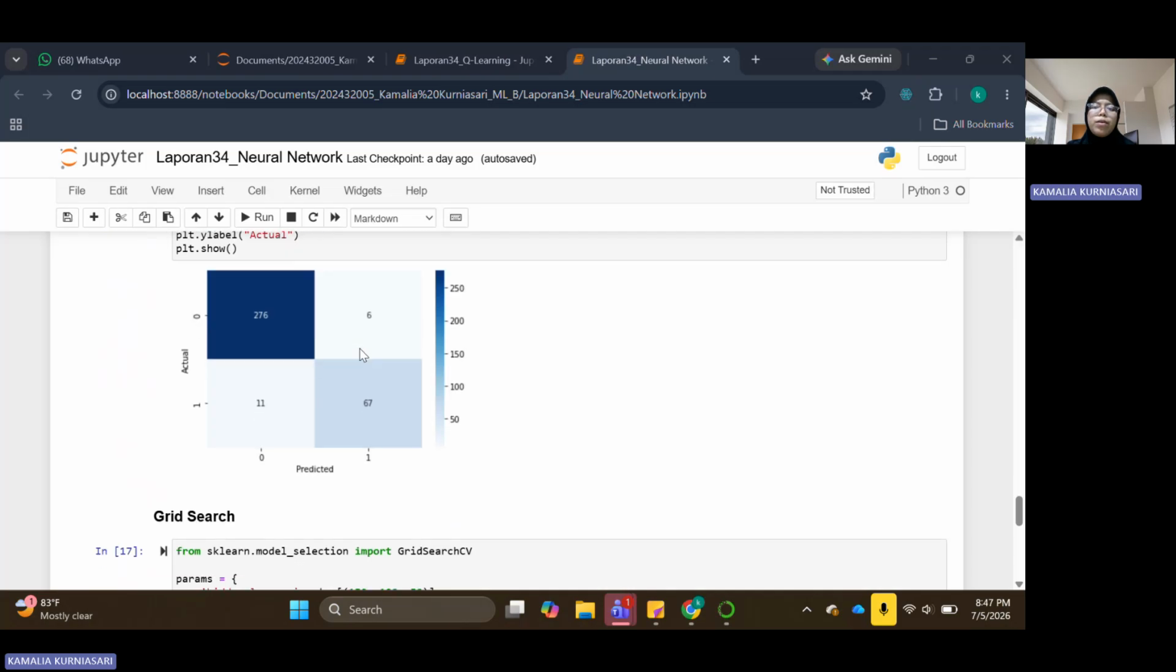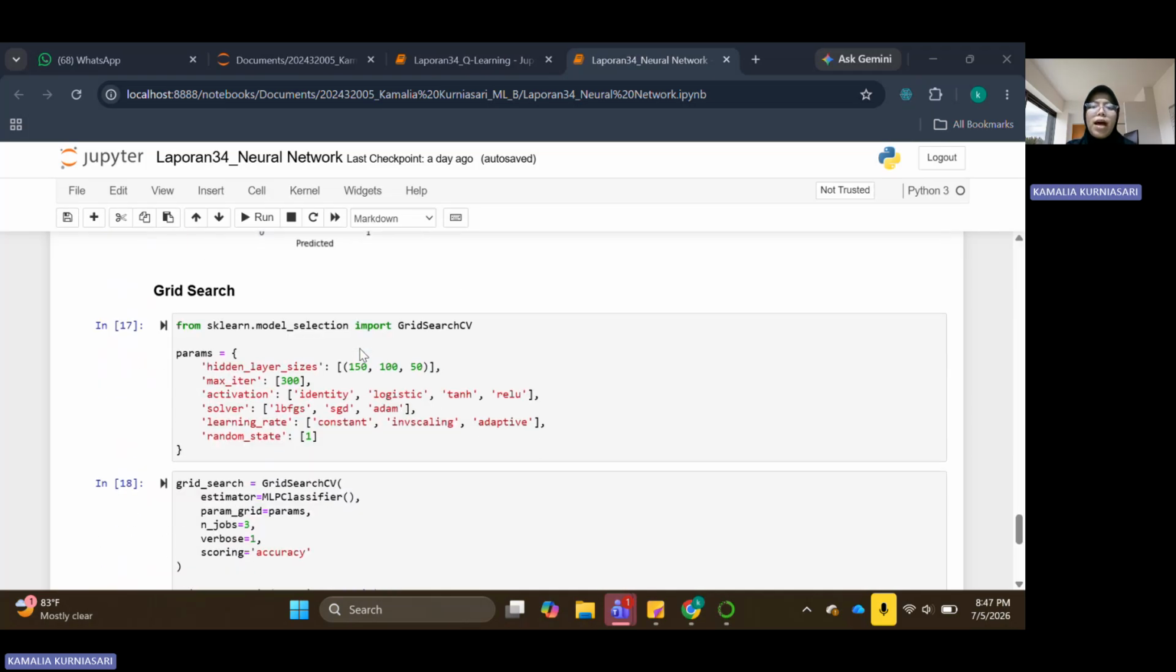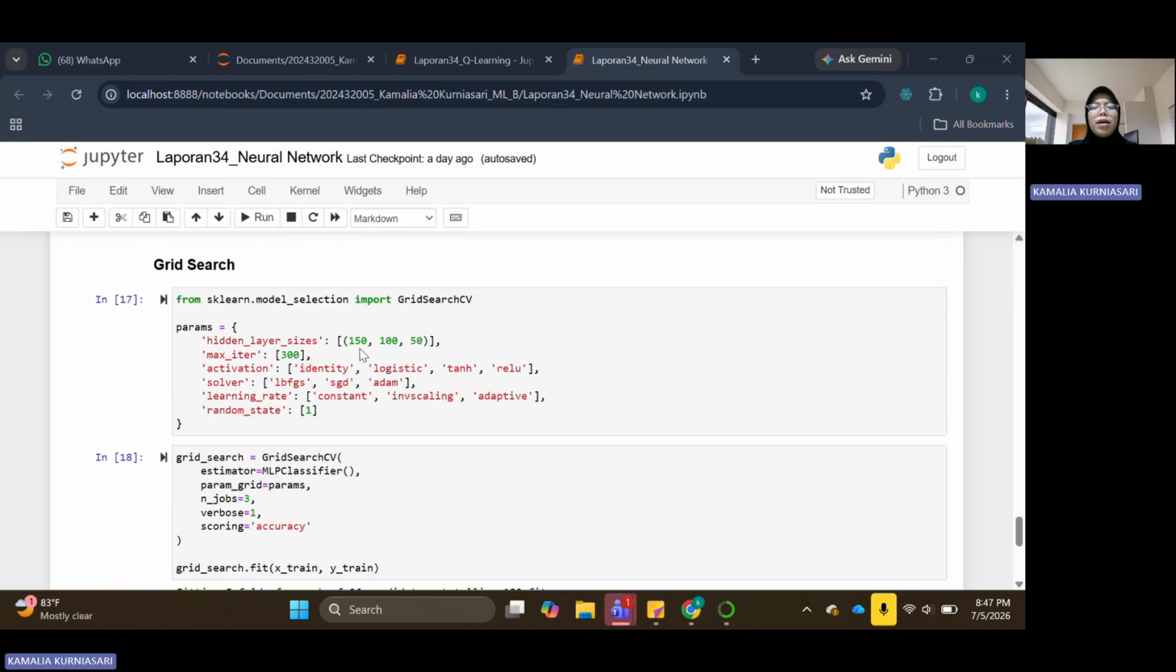And to improve the model, I performed hyperparameter tuning using grid search CV.